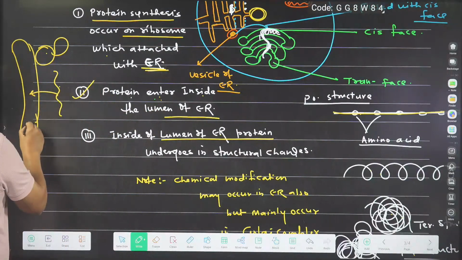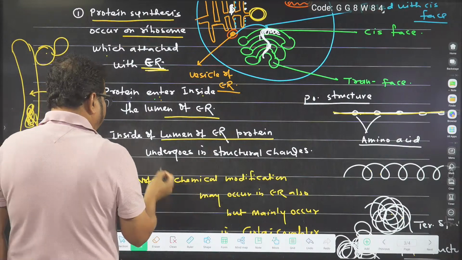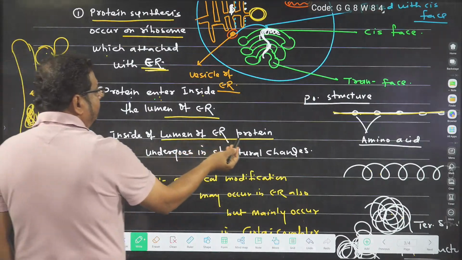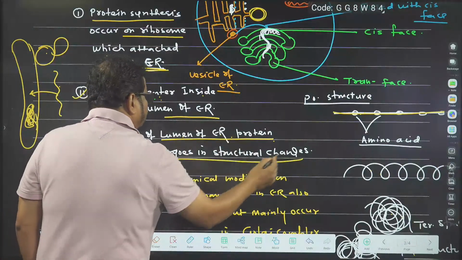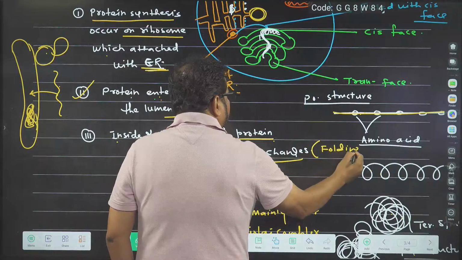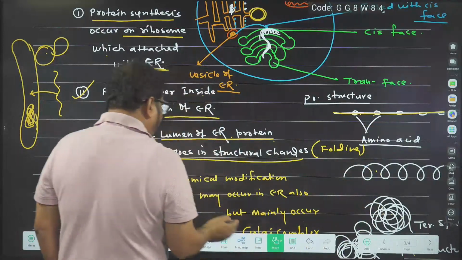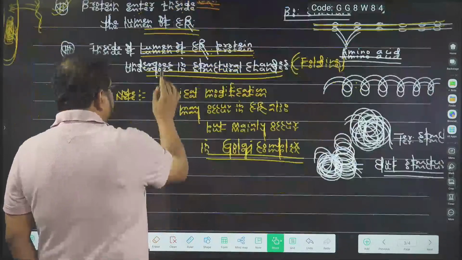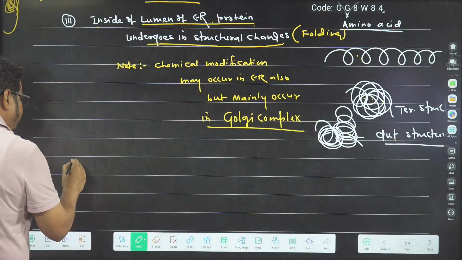Inside the lumen, the protein undergoes folding. Inside the lumen of the ER, the protein undergoes structural changes. What are these structural changes? Folding occurs. Primary structure converts into secondary, tertiary or quaternary structure. Later on, what happened? Later on, fourth step I am writing.